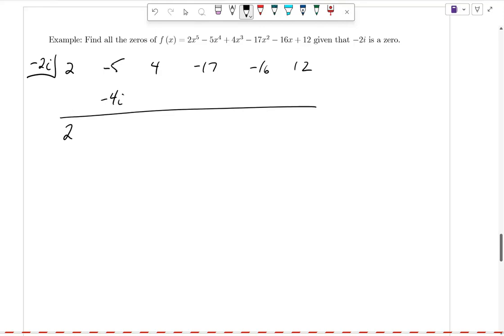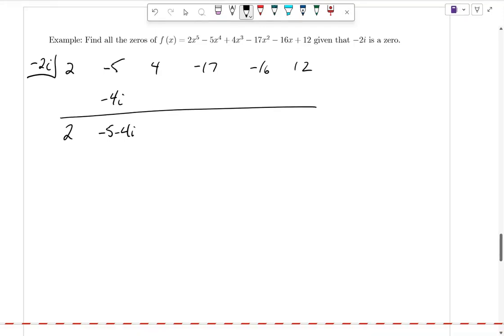When we add down here, can we combine those two together? Is it possible to combine those two together? No, so we just get the negative 5 minus 4i. And you might remember that these take a little bit more work with the multiplication.